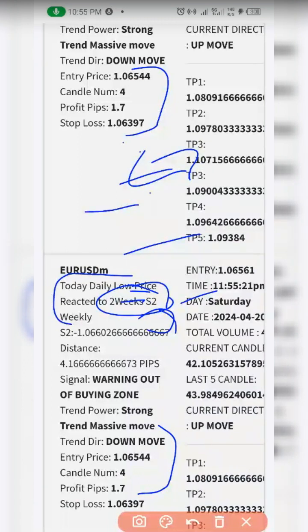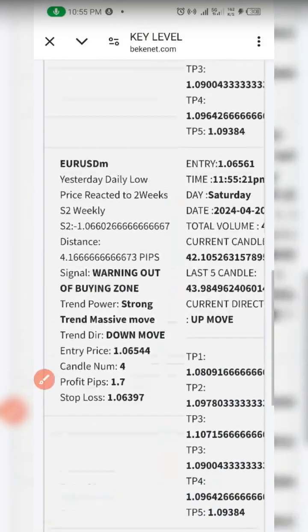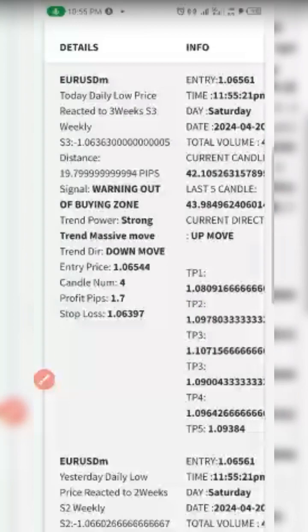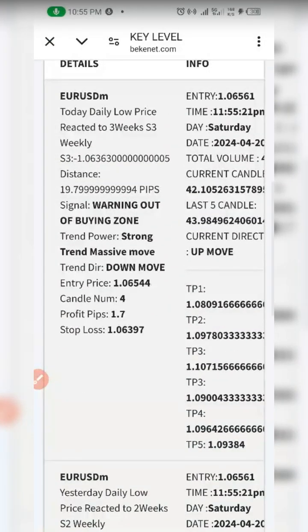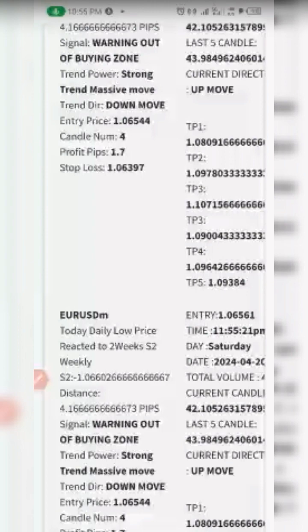If it doesn't touch any of the low or high, does not touch any key level, you will not see anything here. So it's because you're seeing 3 here. One is 2 weeks, this one is 2 weeks, then this one is another 2 weeks. That's just it.